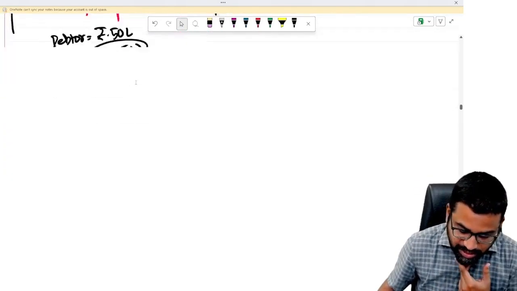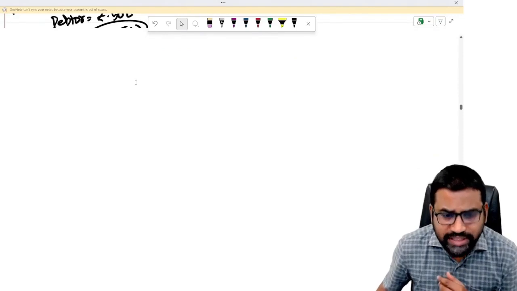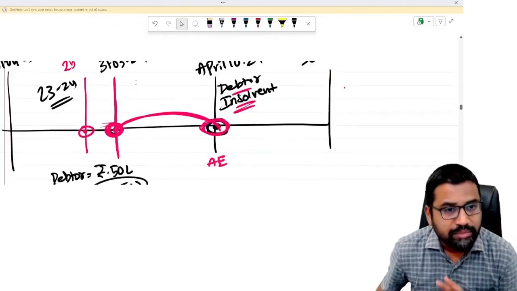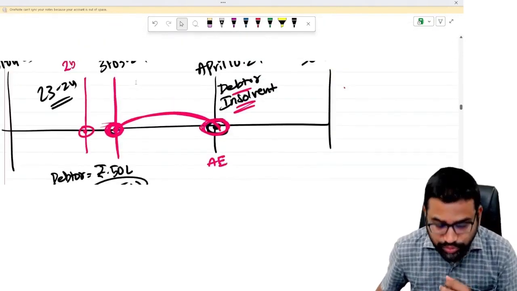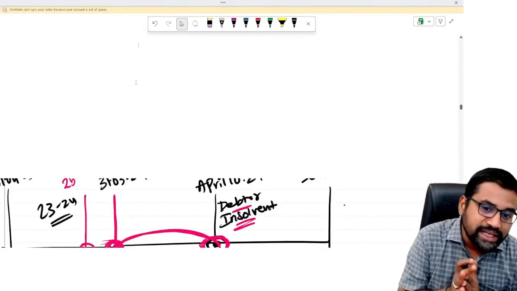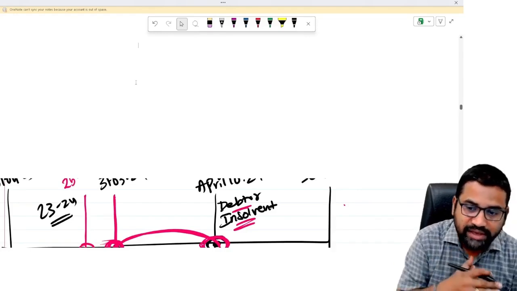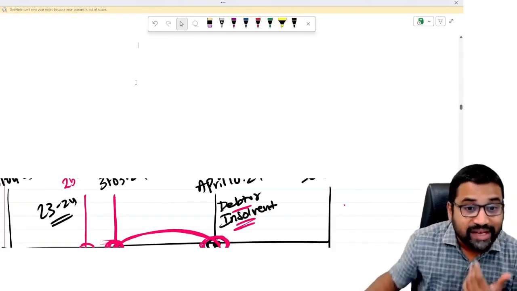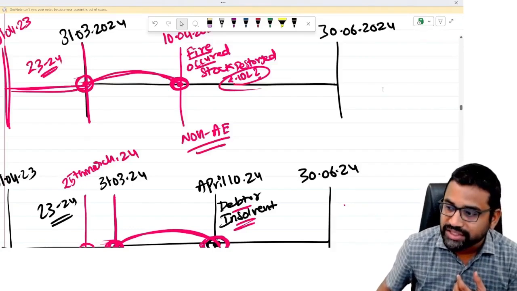Now, this debtor example I told. So what is the debtor example? The debtor becomes insolvent, and by 31st March we know that in his premises there is a fire. So on the balance sheet date, there is a situation and condition prevailing, and the subsequent event is providing further evidence of conditions that existed on the balance sheet date.